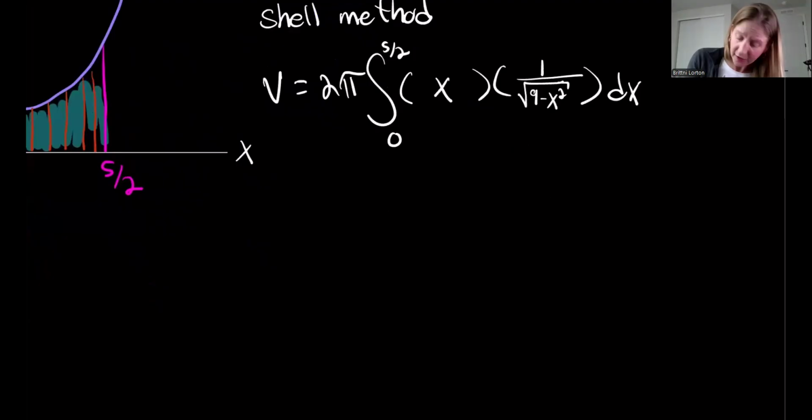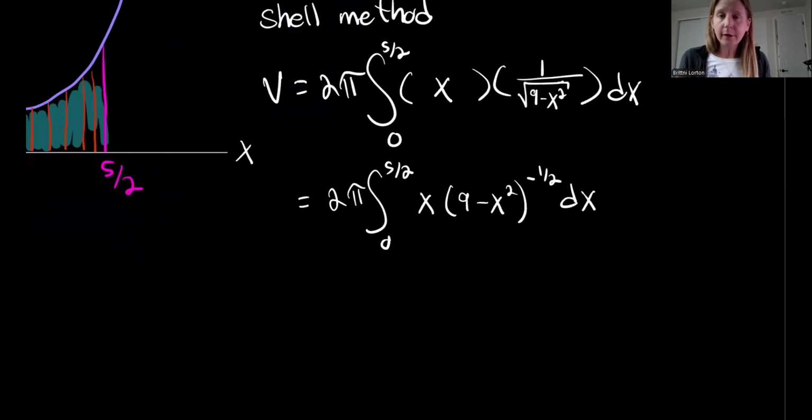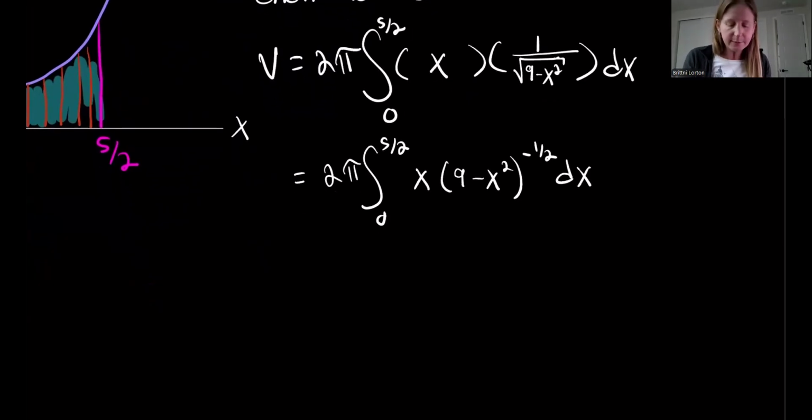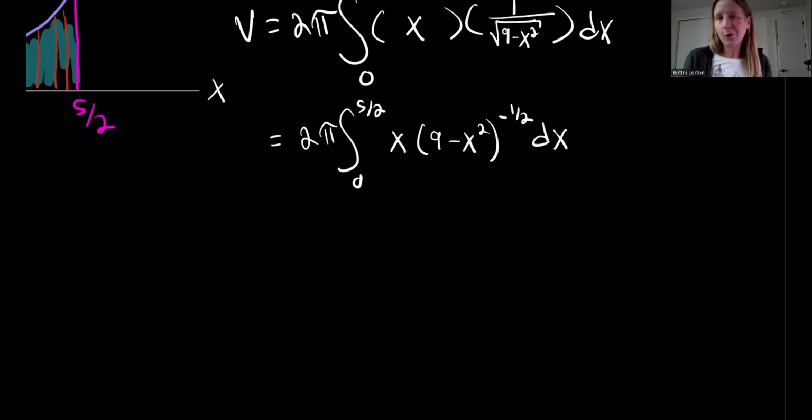Okay, and then we simplify so that we can evaluate it. So now I have 2 pi, the integral from 0 to 5/2, sorry. And then I'm going to rewrite that as x times 9 minus x squared to the negative 1/2 dx. I'm going to go through and evaluate this whole integral for you guys. It should feel similar. This is a Calc 1 review now, but we can do it. There's no way I know that antiderivative off the top of my head.